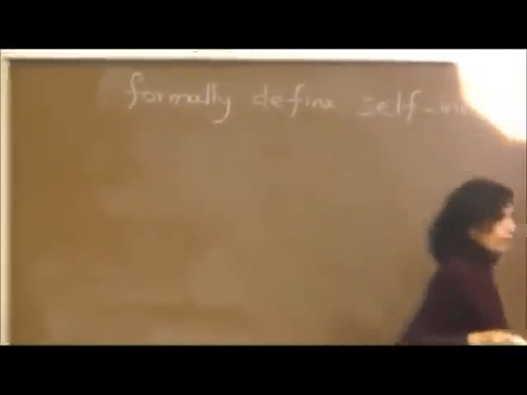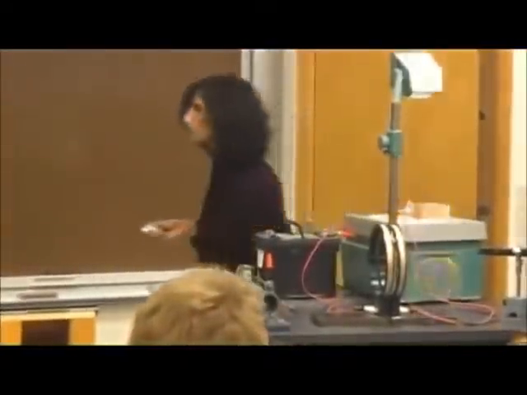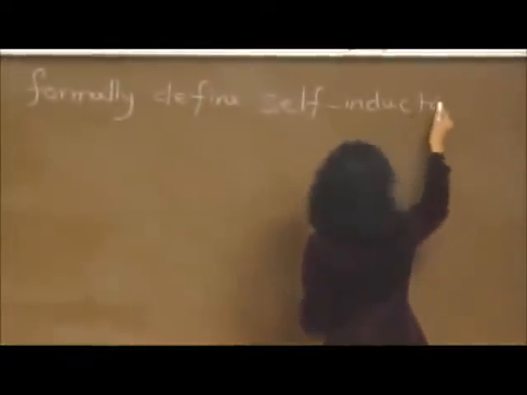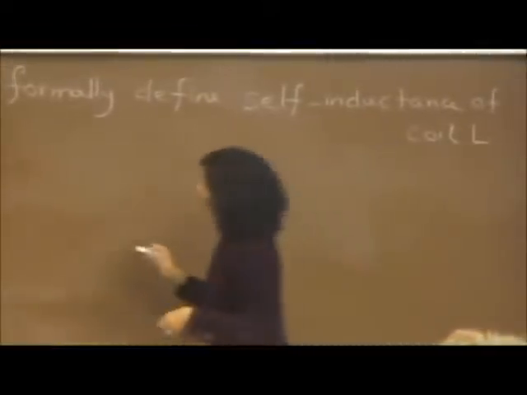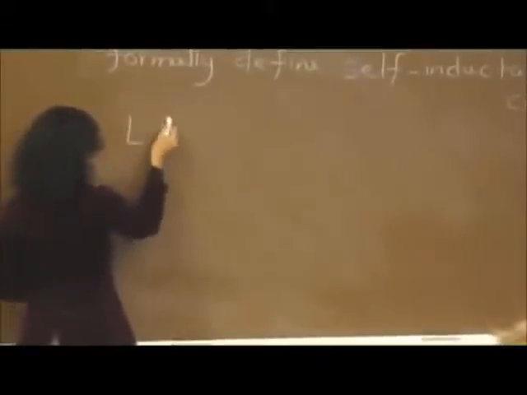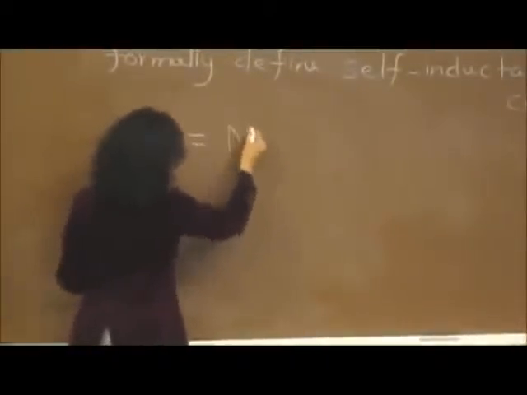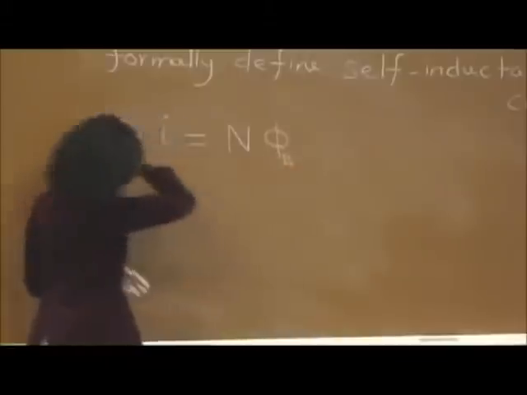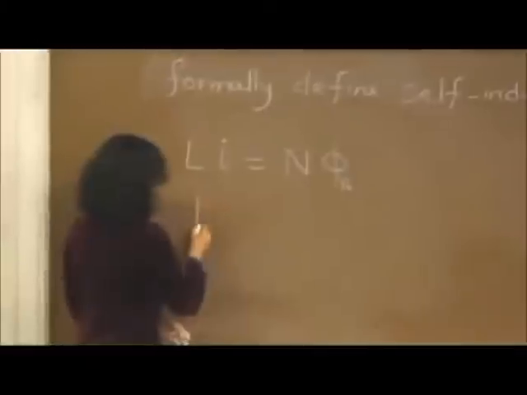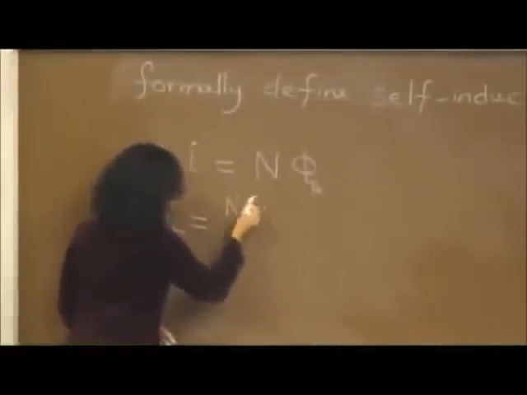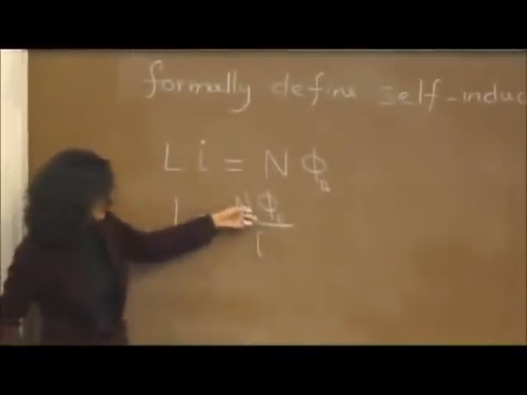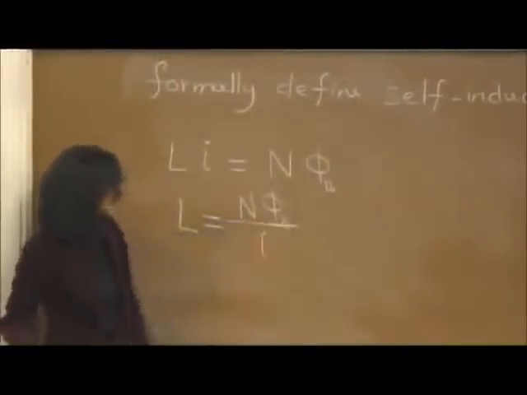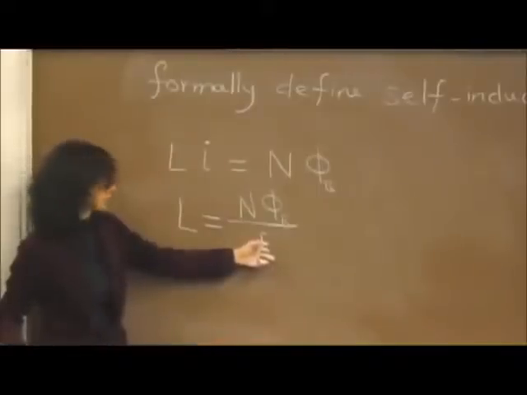Self-inductance of a coil. We are going to define it as L times I equals N times phi of B. What is this? This L is the self-inductance. So self-inductance is N times phi B divided by I. What is N? N is the number of turns of coil, phi of B is the magnetic flux, and I is the current in the coil.